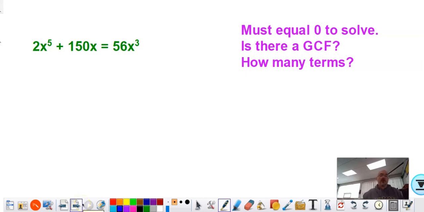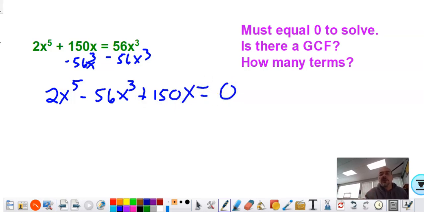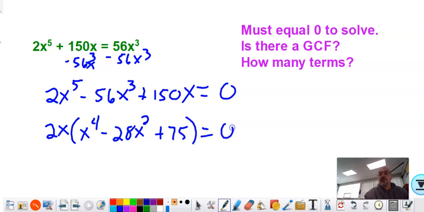Okay, so let me do this one real quick. All right, again, it has to equal 0, so I'm going to take away 56x cubed from both sides. So we've got 2x to the 5th minus 56x cubed plus 150x equals 0. All right, I'm going to pull out the GCF, which is 2x. Left with x to the 4th minus 28x squared, whoops, 28, Mr. Ellering, 28x squared plus 75 equals 0.